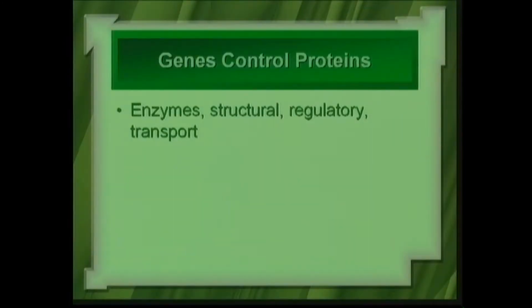Different kinds of proteins have different kinds of functions. All of these are very, very important. You have enzymes. Enzymes help to facilitate chemical reactions. Biochemical reactions generally do not happen without the presence of enzymes, and there are thousands of different kinds of enzymes.